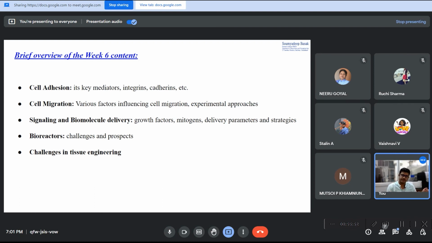Then week 6: cell adhesion, cell migration, signaling and biomolecular delivery, bioreactors, and challenges in tissue engineering. These are the broad topics we are talking about. Cell adhesion properties, how the cell adhesion works, what are the key mediators of cell adhesion, integrins, their various receptors, their receptor properties, what are the particular amino acid sequences, RGD sequences, that we use, and what properties are changed because of the use of those particular sequences. These things we have talked about in week 6, right?